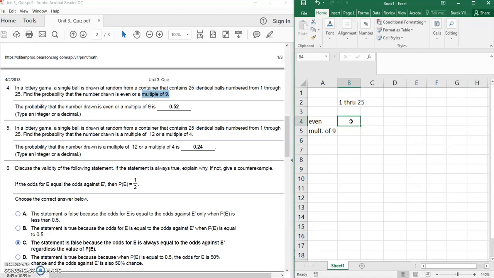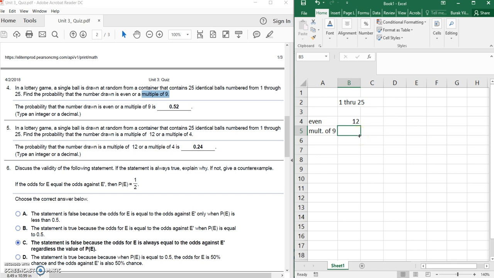So how many of them are even? Obviously it's 2, 4, 6, 8, 10, 12, and it goes on until 24. So from 1 through 25, you have 12 even numbers. You can count them by hand: 2, 4, 6, 8, 10. You got to stop at 24, including 24, because the next one, 26, is not in this range. So 12 balls are exactly even numbered.